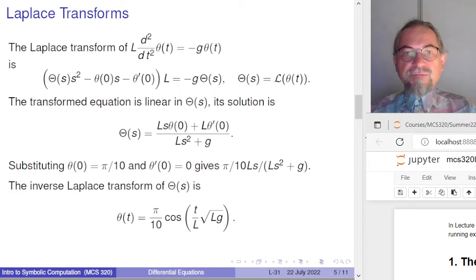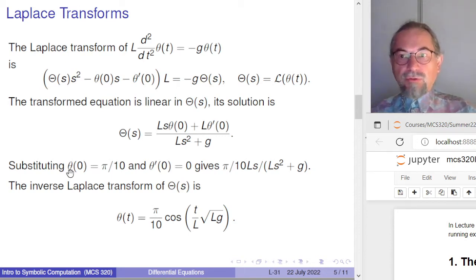Now, what does one gain with this? Well, observe that the big Theta in s occurs linearly. So this has become a linear equation in the Laplace transform, and that's very straightforward to solve. We are mainly interested in the specific initial conditions, although we could leave those in as variables as well.